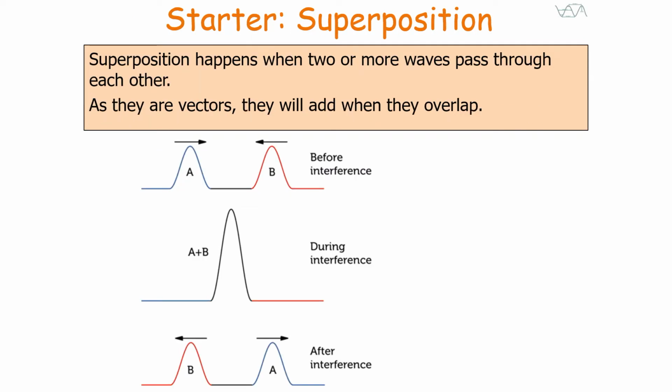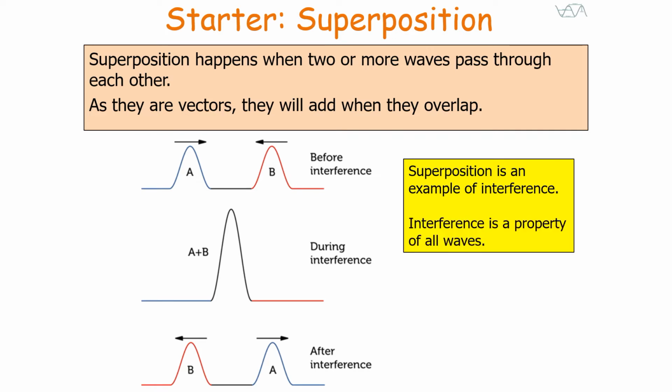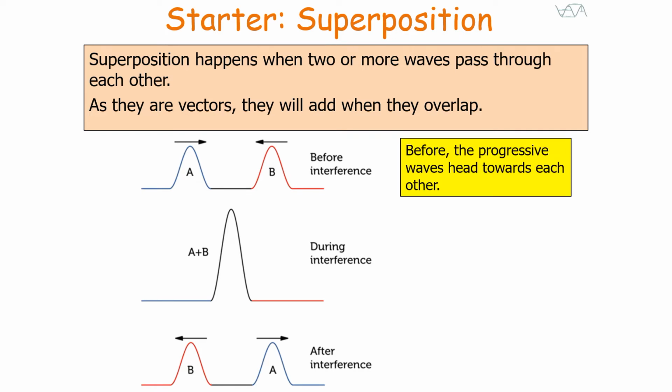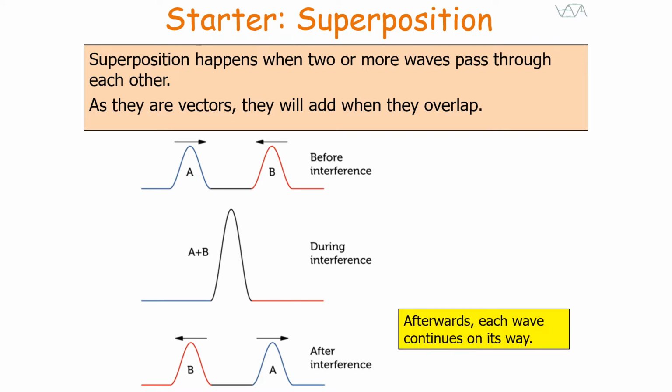Now superposition happens when two or more waves pass through each other. As they are vectors, they'll add when they overlap. Superposition is an example of interference, and interference is a property of all waves. In superposition, beforehand the progressive waves head towards each other. At the instant the waves cross, the displacements due to each wave combine, and afterwards each wave continues on its own way.